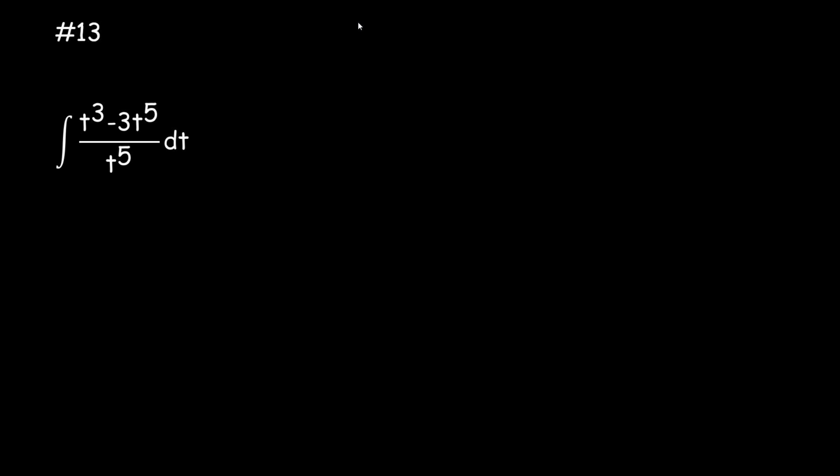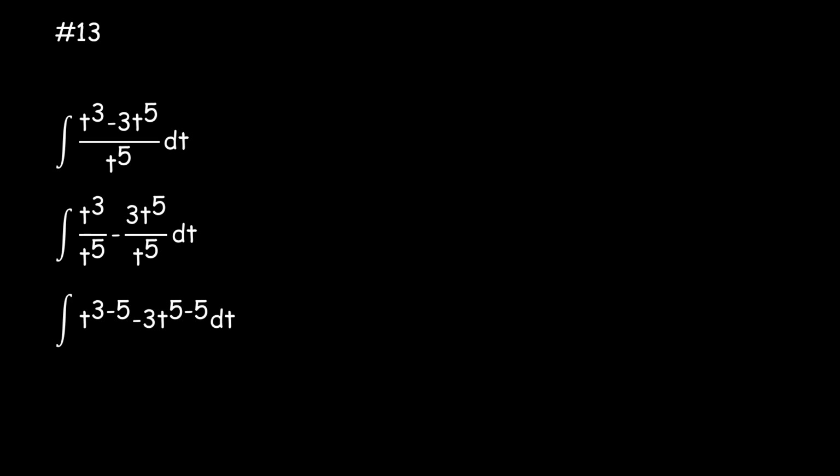Question number 13, we have the integral of (t cubed minus 3) to the power 5 over t to the power 5, dt. So again, we are going to put each of the terms having a denominator of t to the power 5, just like this. Then we use the rule of indices to simplify each variable, and then we get t to the power minus 2 minus 3 t to the power 0, which is still a 3.